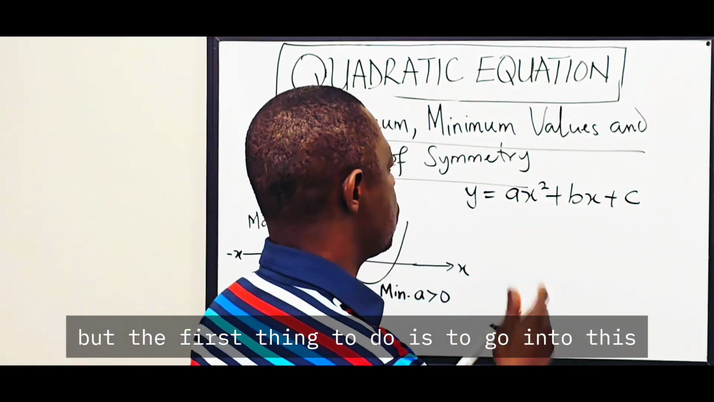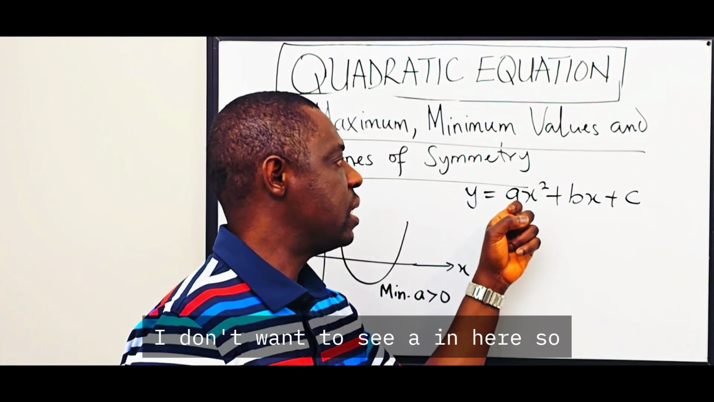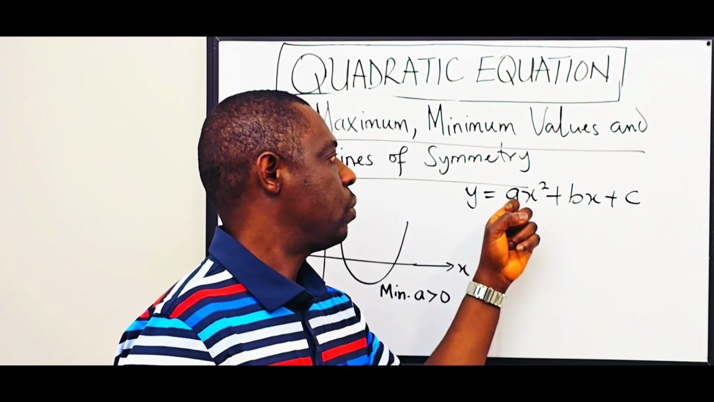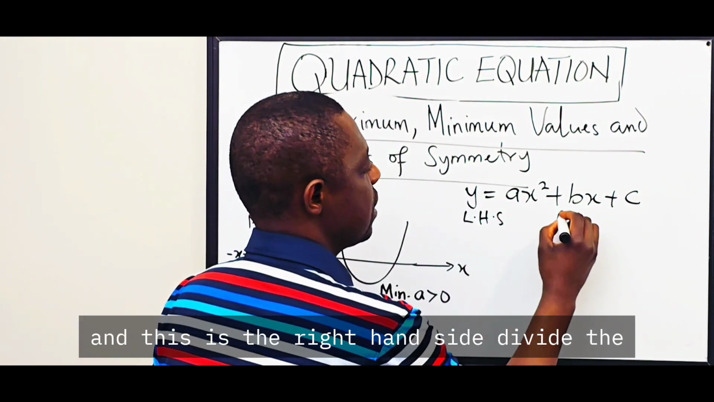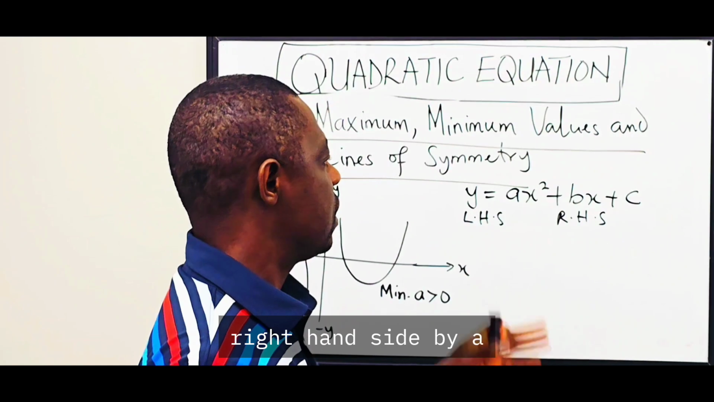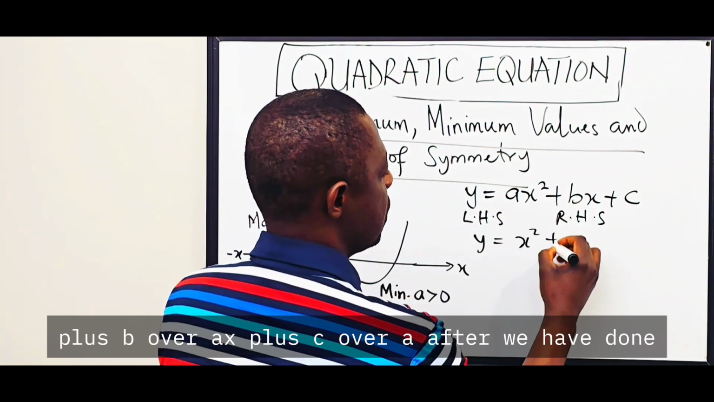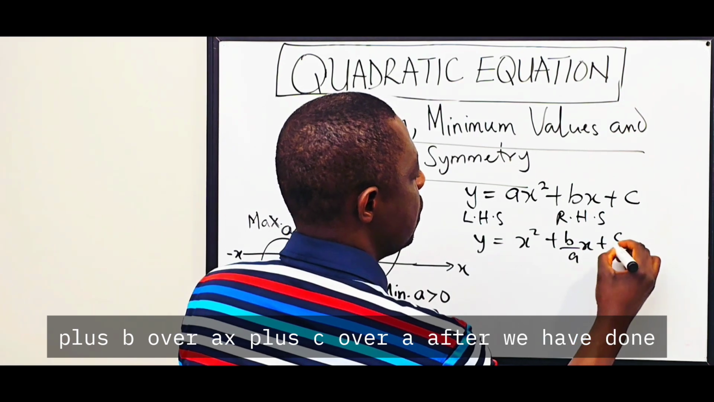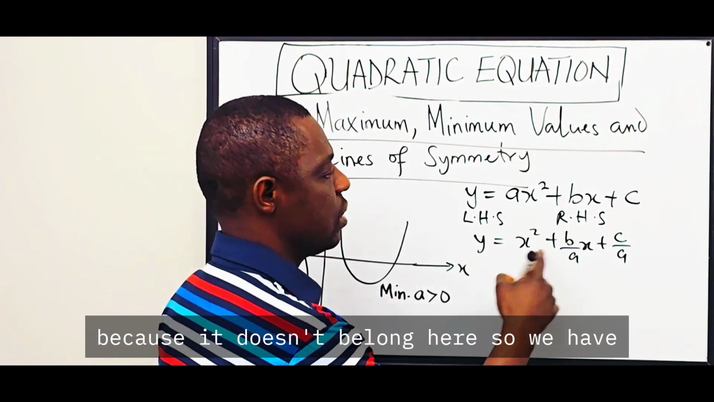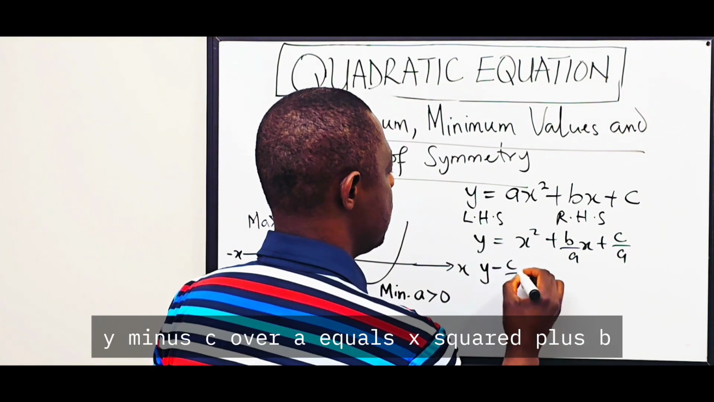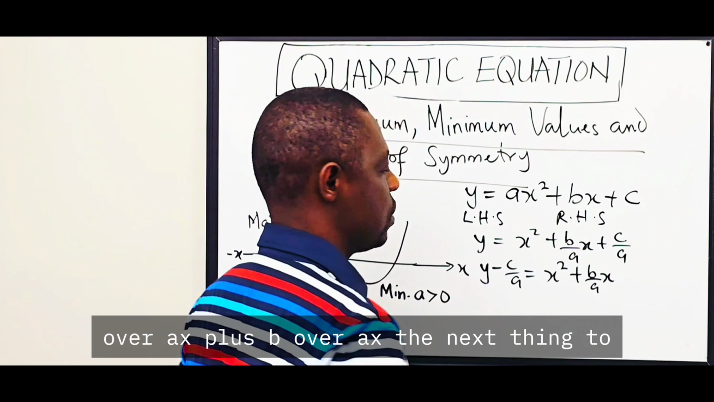But the first thing to do is this. When I'm doing the complete square method, I don't want to see a in here. So what I will do is divide the right hand side by a. If you do that, we're going to have x squared plus b over a x plus c over a. After we have done that, we take c over a to the left hand side because it doesn't belong here. So we have y minus c over a equals x squared plus b over a x.